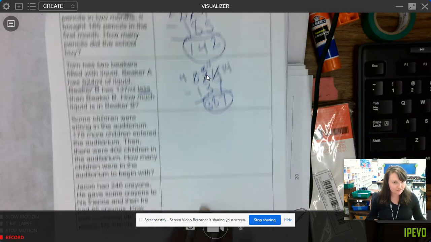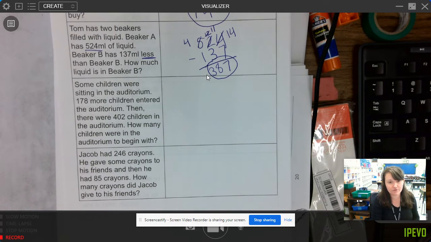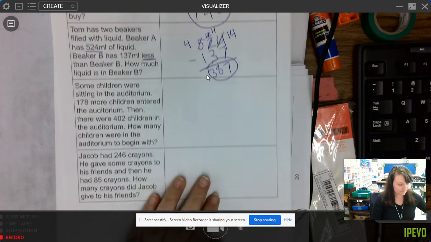I'm going to read the rest of them to you, and you can go ahead and solve them. Some children were sitting in the auditorium. 178 more children entered the auditorium. Then there were 402 children in the auditorium. How many children were in the auditorium to begin with? Jacob had 246 crayons. He gave some crayons to his friends, and then he had 85 crayons. How many crayons did Jacob give to his friends?